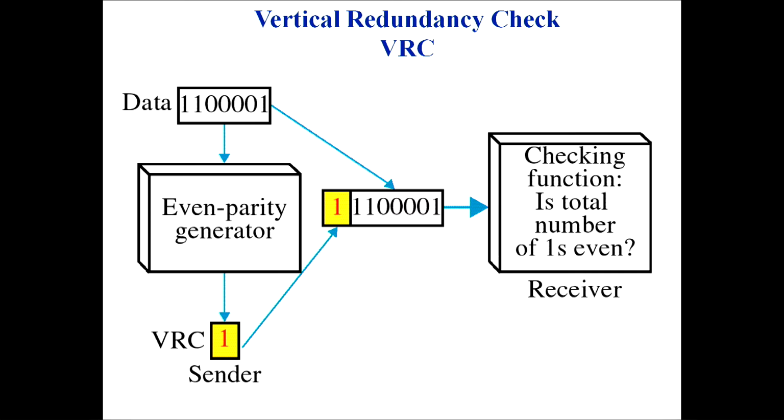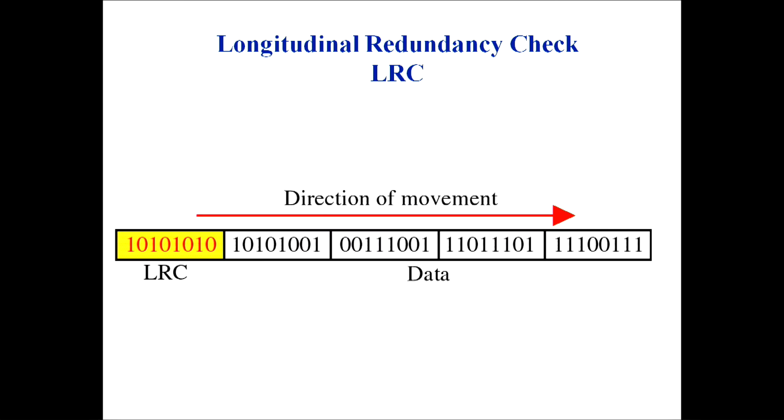So we will add the parity bit to the data, and the data will be sent to the receiver as 1, 1, 1, 0, 0, 0, 0, 1. On the receiver side, they will count the number of ones. If it satisfies the even number, then they will accept the data, otherwise they will reject the data.